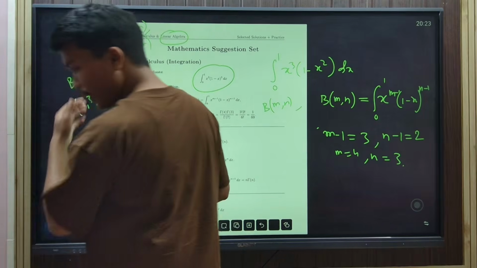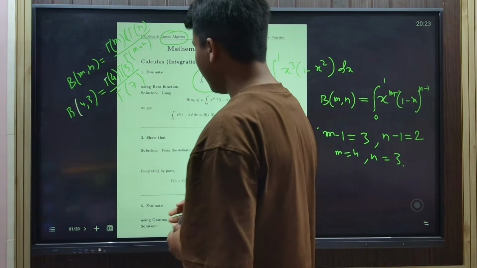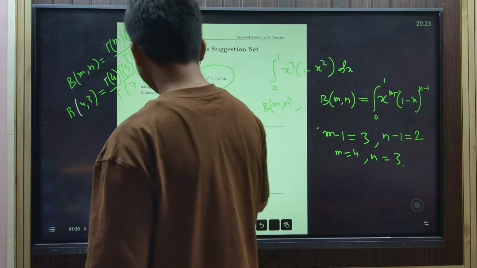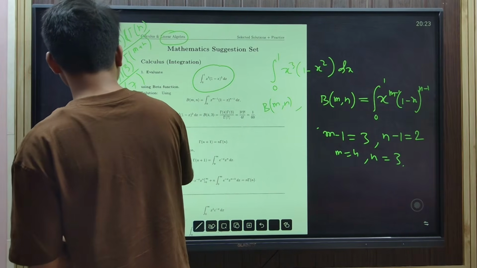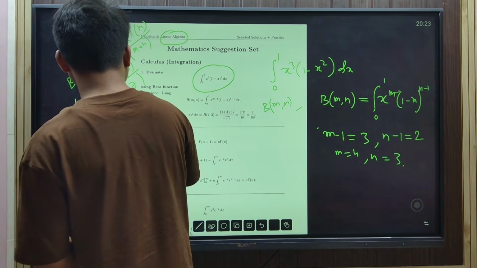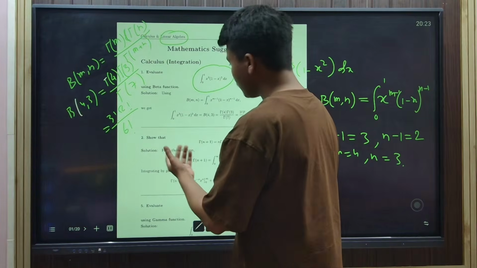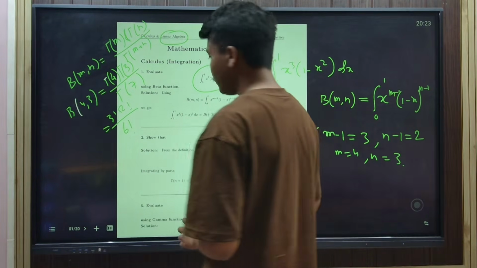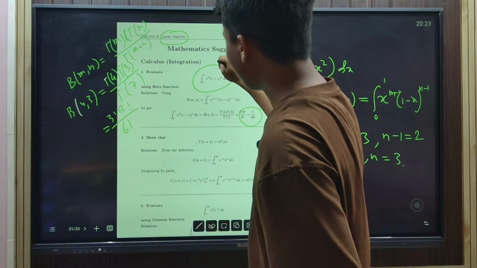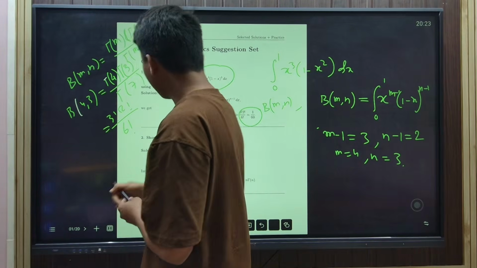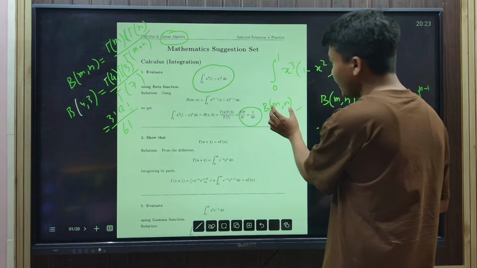So what is gamma of n? Gamma of n is (n minus 1) factorial. So this is 3 factorial into 2 factorial divided by 6 factorial. What is the value of this? It comes out to be 1 by 60. So this is the answer, 1 by 60. This is the first problem from calculus, from the beta gamma function. Basically you have to know the beta function.